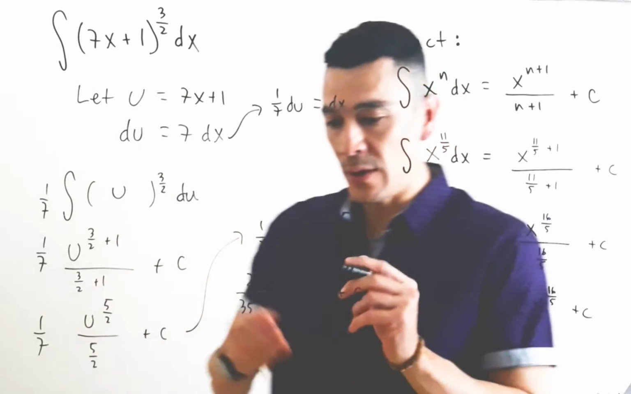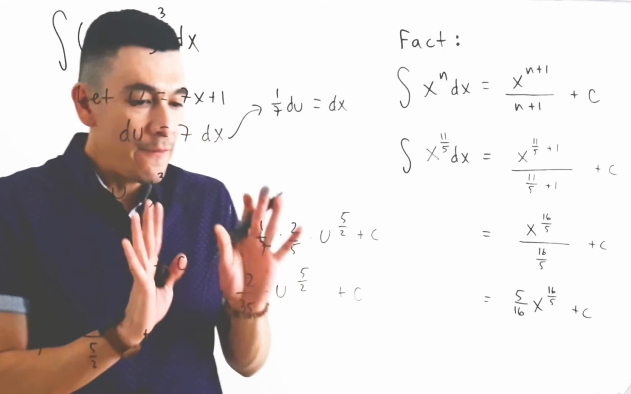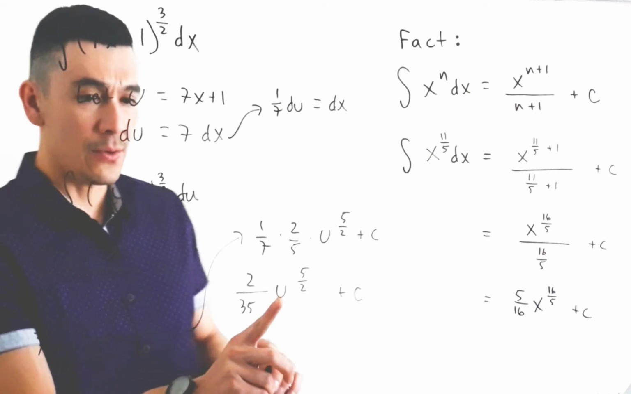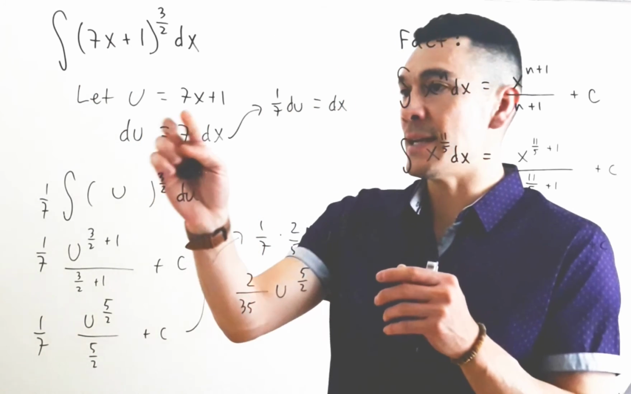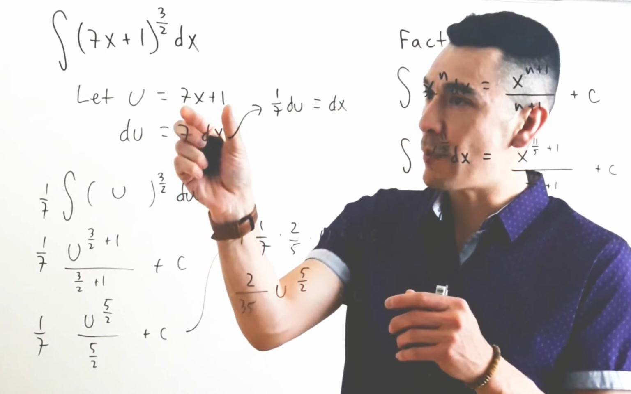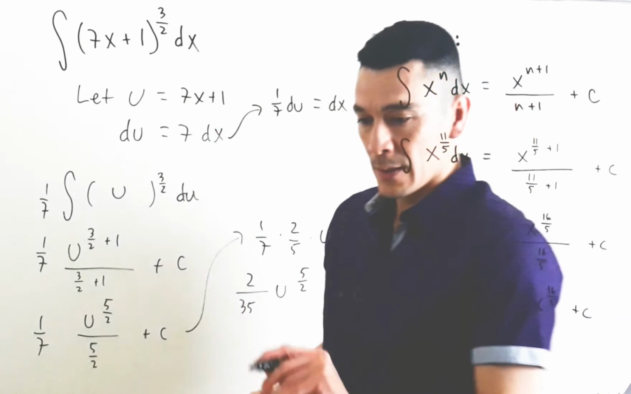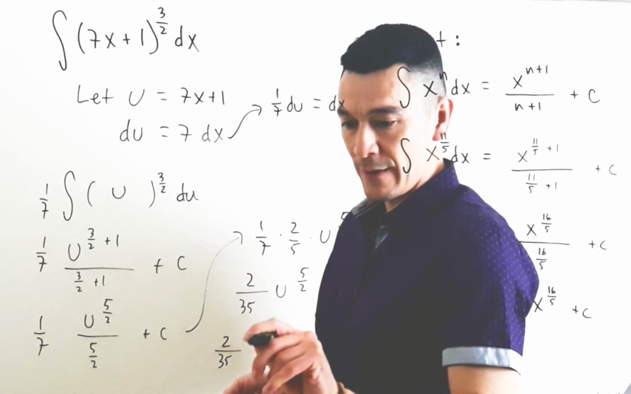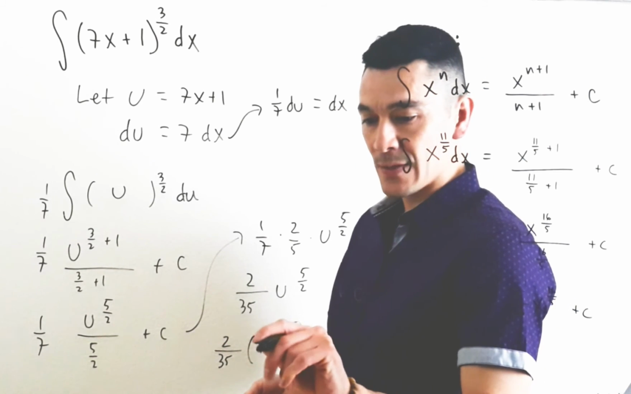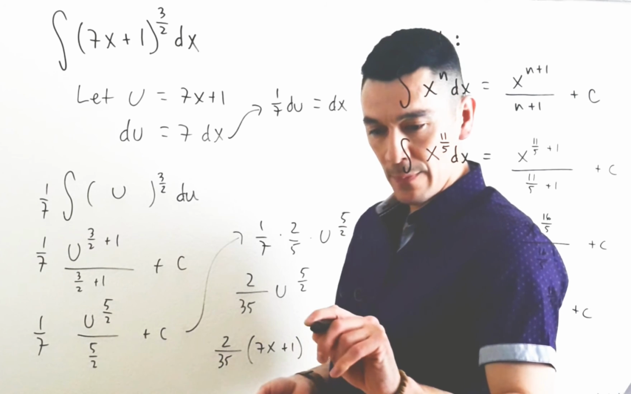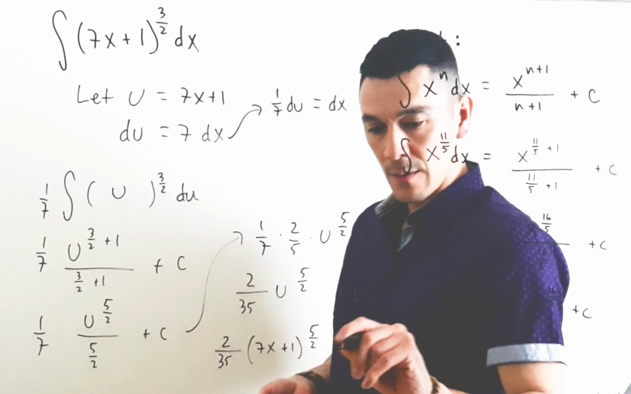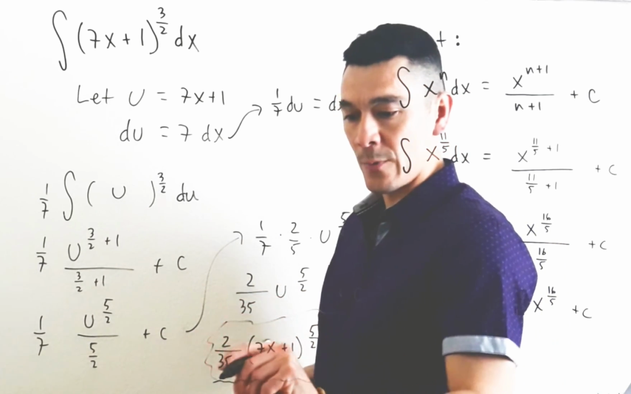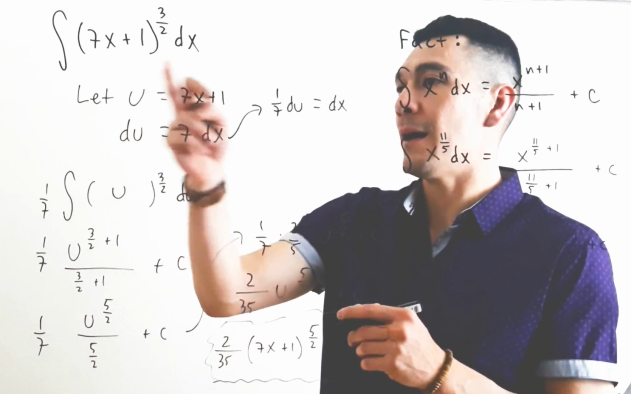Now, we've been sort of distracted or so focused by u. Don't leave your result like this, because recall that u was assigned to represent 7x plus 1. So bring this back into here to finish off this exercise. So our final result would be 2/35 times (7x plus 1) to the power of 5/2 plus a potential constant called c. So this is one way of handling a problem of this sort.